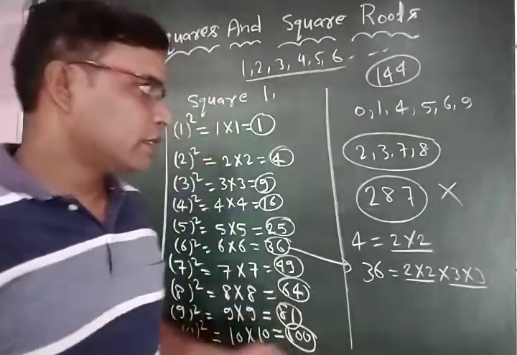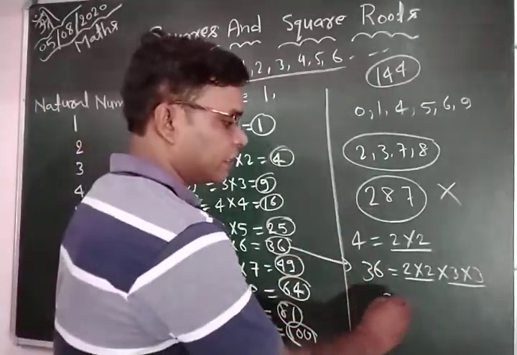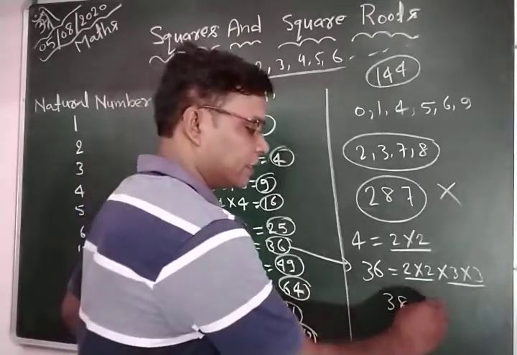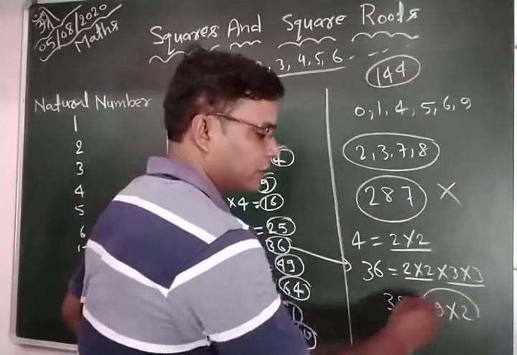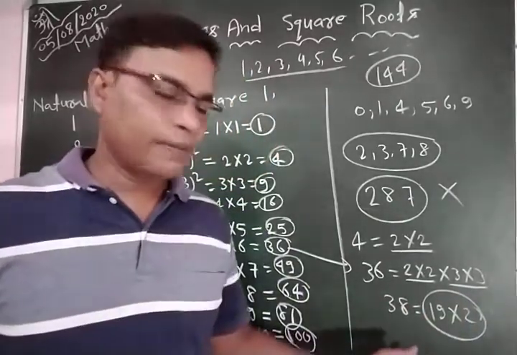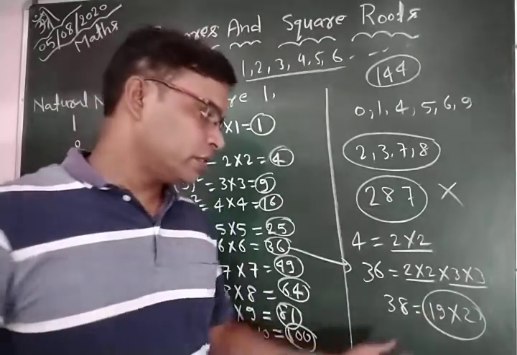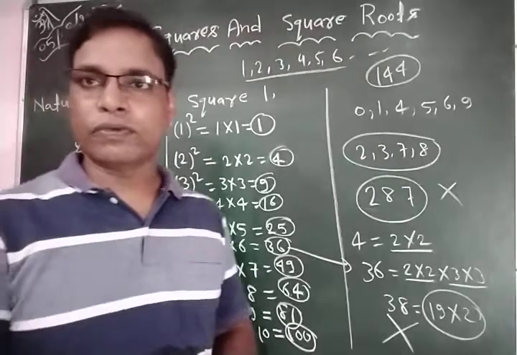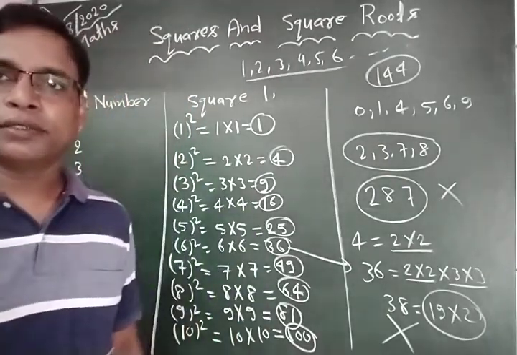Okay, and suppose you have 38. You can express 38 as 19 into 2. Here you can see this is not a pair of equal prime factors. So this is not a square number.